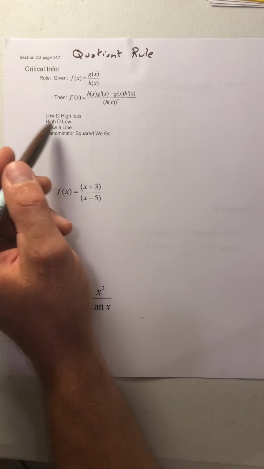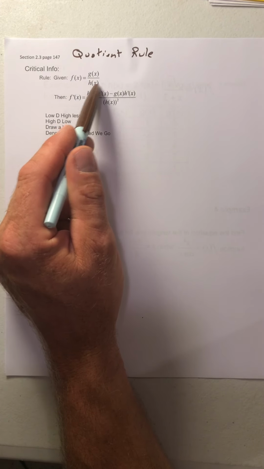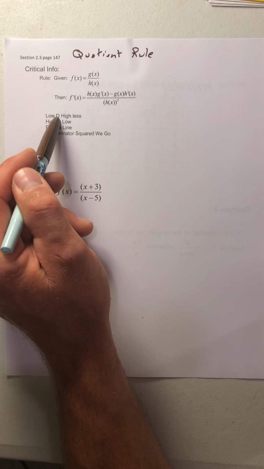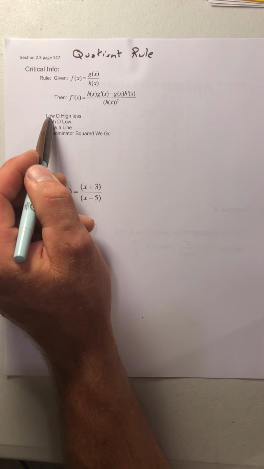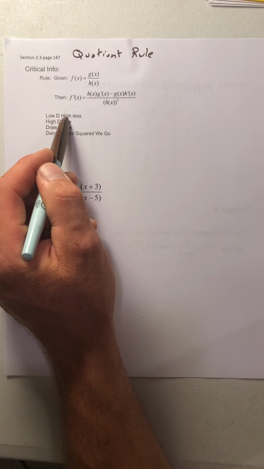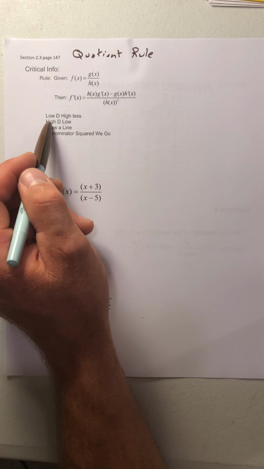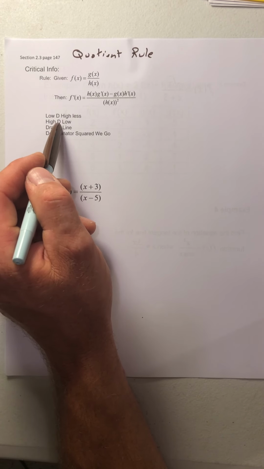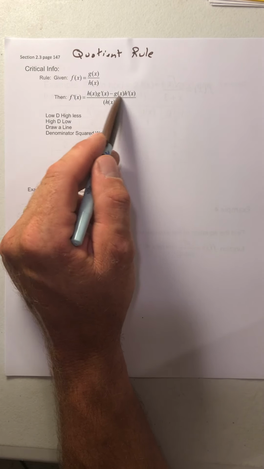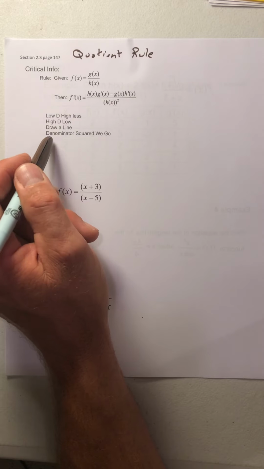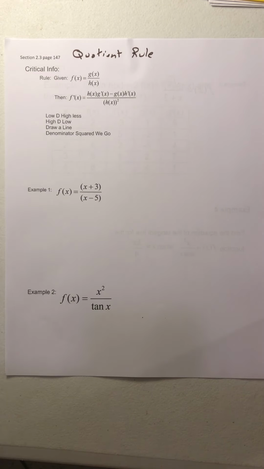So what does this mean? Our low means the bottom in this case. So we have the bottom, our h of x. D high. D is going to stand for derivative of the high. So we have the denominator times the derivative of the numerator. Less means minus. High d low. So our top, our numerator, times the derivative of the denominator. Now we drew the line, we drew the fraction line, the quotient line, and then we took the denominator and we squared that denominator. And that's going to be our quotient rule.